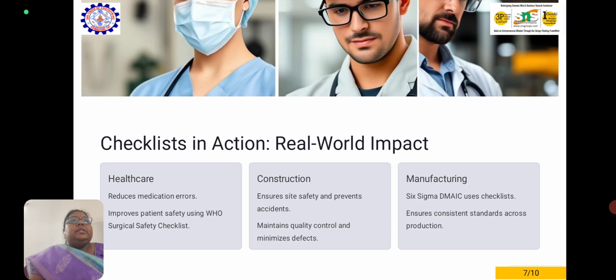It handles 3 things: healthcare, construction, and manufacturing. It reduces medication errors and improves patient safety using surgical safety checklists. In construction, the process ensures site safety and prevents accidents, and during quality control it minimizes defects. While doing manufacturing, you can use checklists by ensuring consistent standards across production.